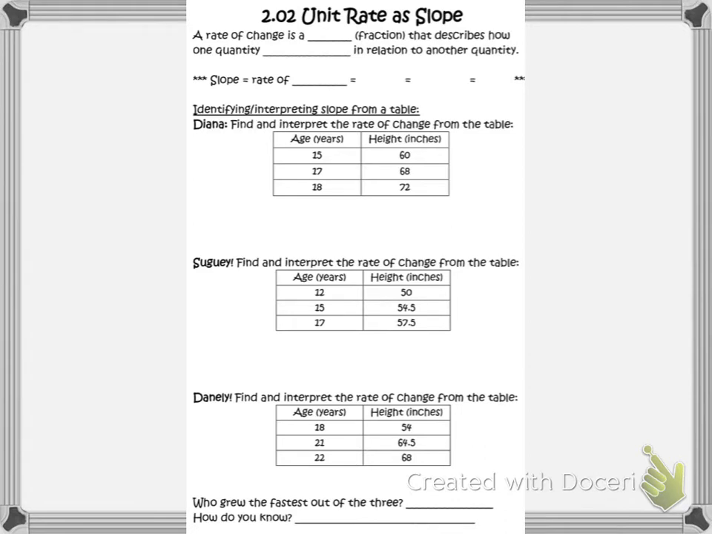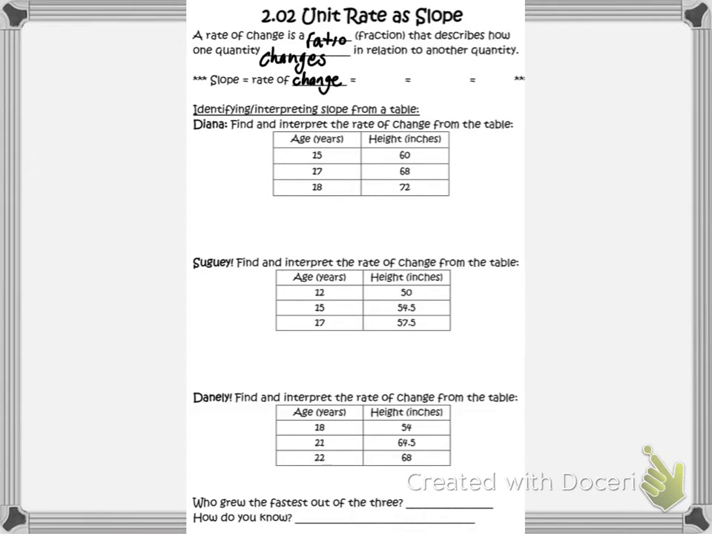So a unit rate or rate of change is a ratio. A ratio is also a fraction that describes how one quantity changes in relation to another quantity. So the slope is the same thing as rate of change.